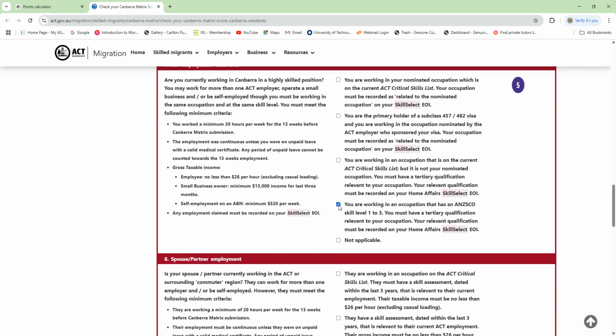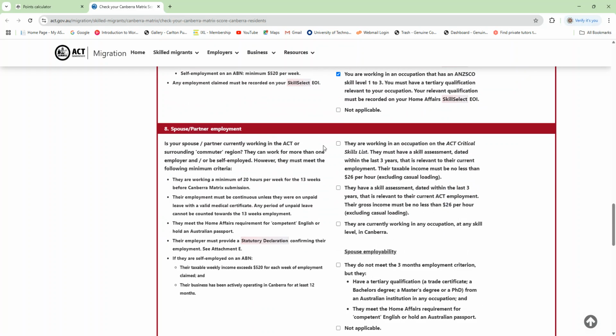And if you are working in any ESCO level 1 to 3, like a diploma to higher related occupation, that means ESCO level 1 to 3, you will get at least 5 points. And for a spouse with SCT critical list employment dated within the last 3 years, no more than the last 3 years, then 15 points.